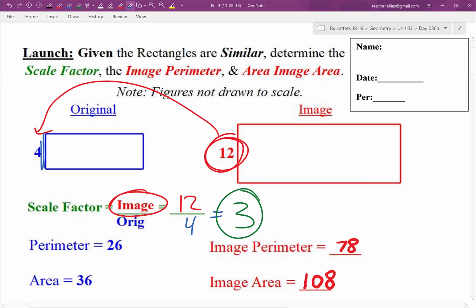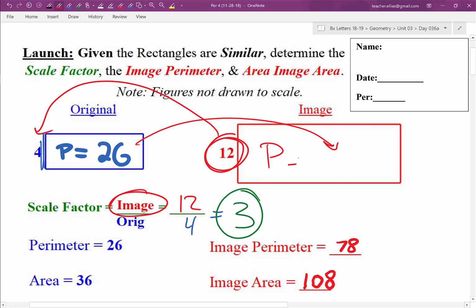If our original perimeter is 26, what's going to be our new perimeter? Yeah, it's just your original perimeter times the scale factor, which gives you, perfect. So that's why it's 26 times 3.